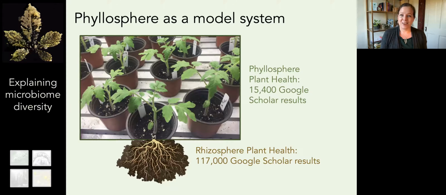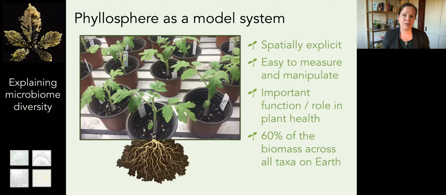Here, there are increasingly recognized benefits of the phyllosphere to plant health, but it is much less well studied. There are a little over 15,000 publications currently on the phyllosphere and plant health. But the reason I think the phyllosphere is a fantastic model system is because it's spatially explicit, so as an ecologist, I really understand where populations and communities start and end. It's also, as I'll show you through today's talk, easy to measure and easy to manipulate. And as I said, we're increasingly recognizing that it's important in terms of plant health.